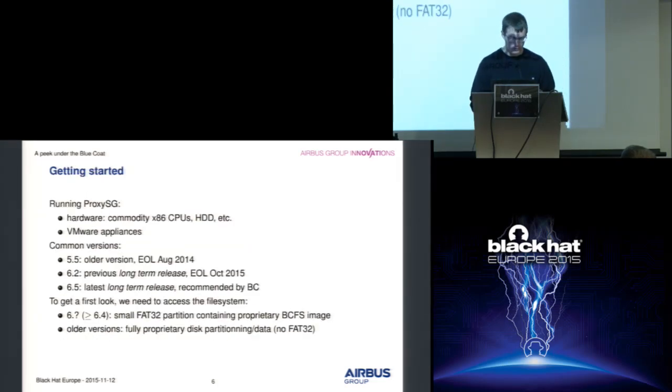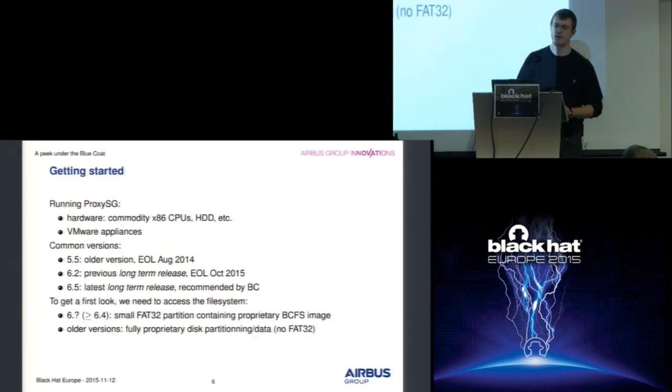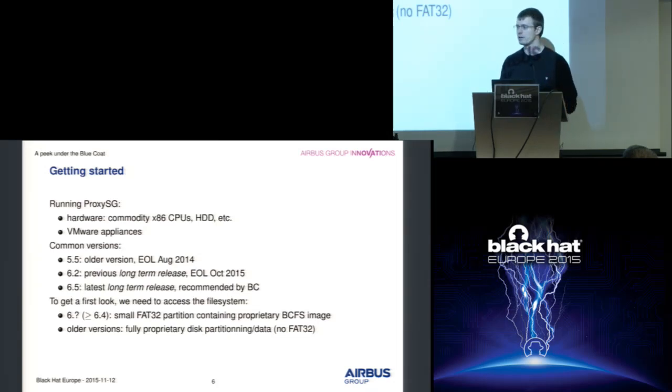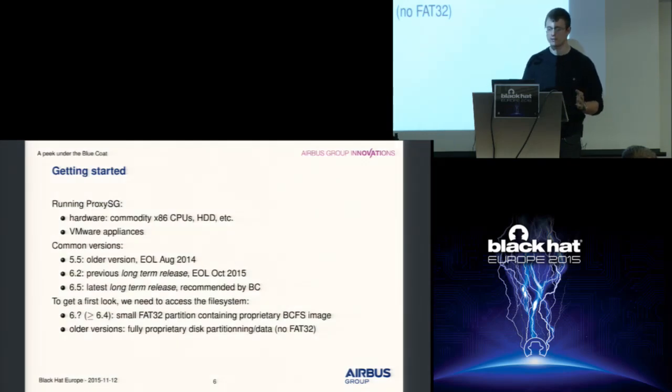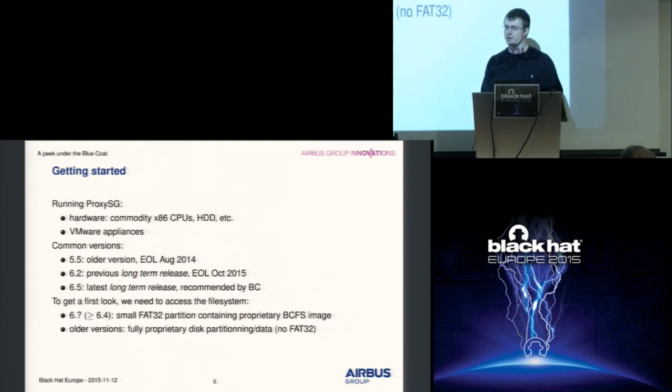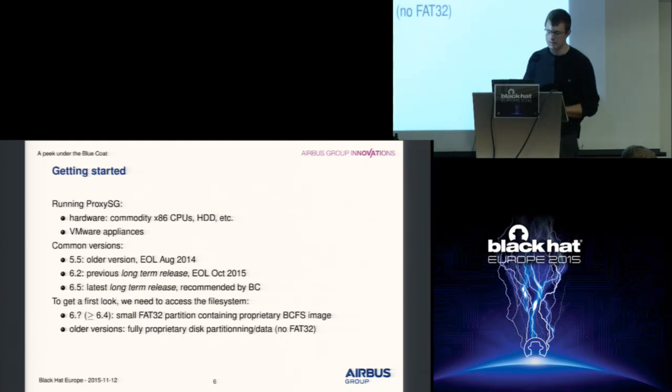So if you want to run a Proxy SG, you have two choices. Either you buy an appliance, which is basically a rackable server running Intel CPUs with off-the-shelf components, HDDs, RAM, nothing very special. Or you can buy a VMware appliance that you put on ESX and run it the other way. Basically, the two are really the same. They're running the same operating systems. There is no difference between the two. It's also very interesting that it's running on commodity hardware, but it's running a proprietary OS, and there is nothing published about it. So I don't know why.